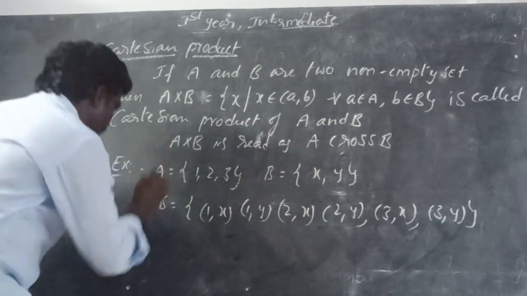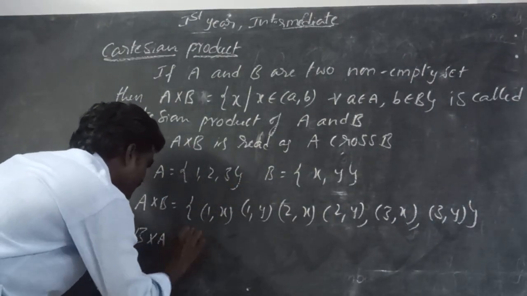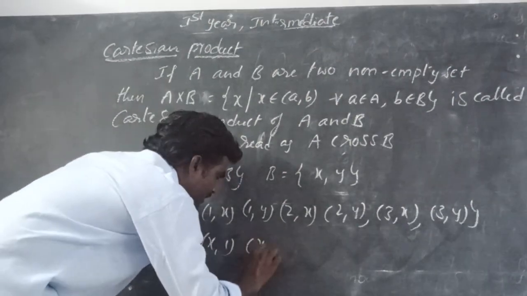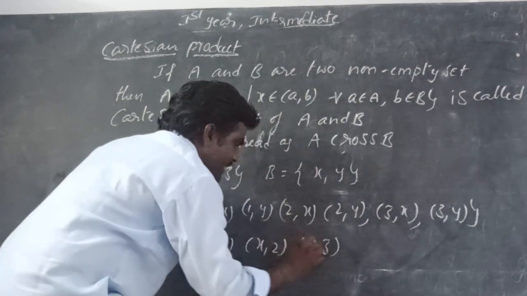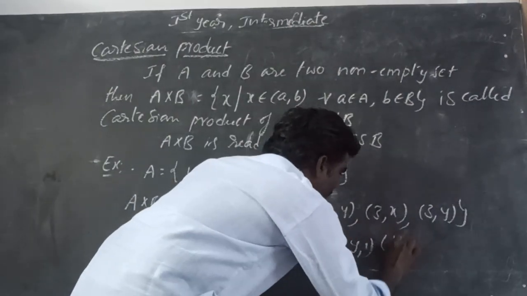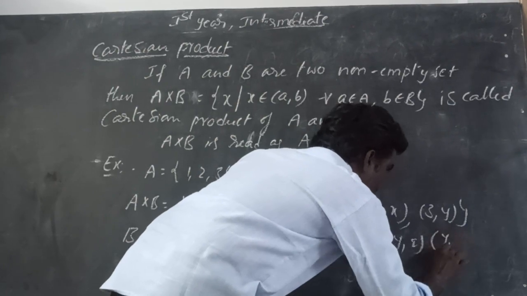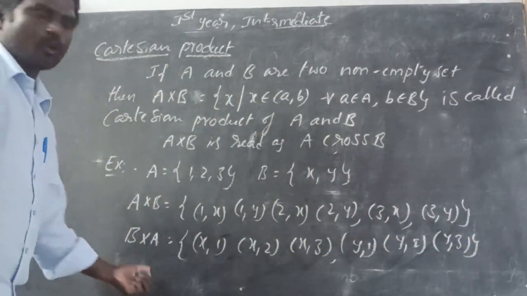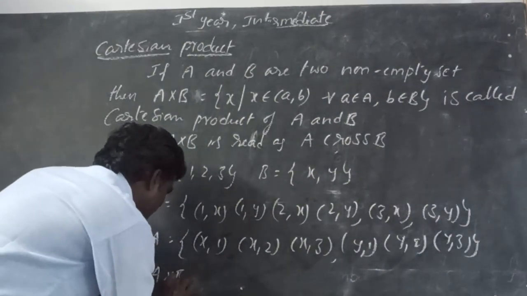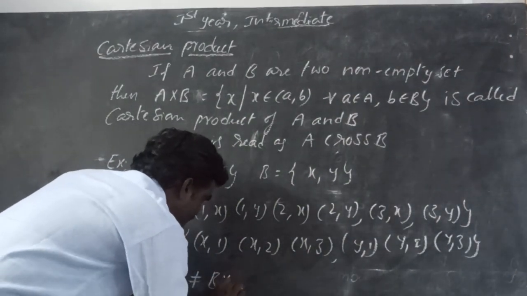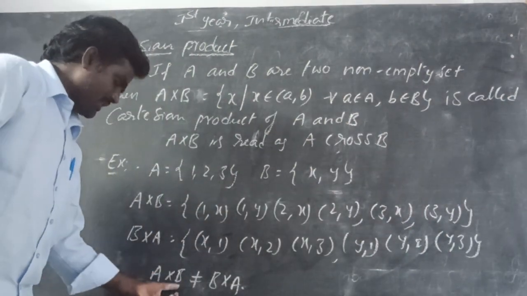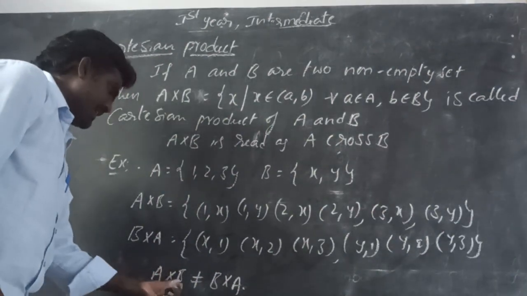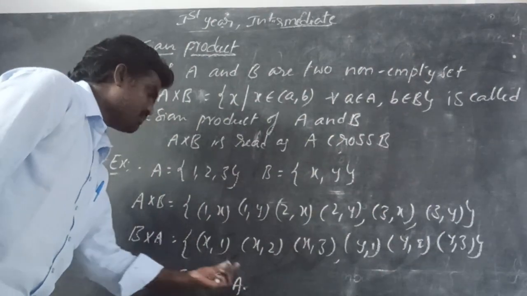Suppose you write B cross A. What do you get? X comma 1, X comma 2, X comma 3. Next Y comma 1, Y comma 2, Y comma 3. Are these two sets equal? No. So A cross B is not equal to B cross A. The Cartesian product of A and B is not equal to the Cartesian product of B and A.